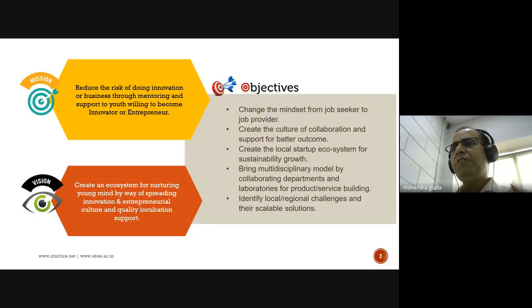Our mission is very niche. Students do not want to start a venture because they feel that a huge amount of risk is involved. So our purpose is to reduce the risk and help them realize that they can leave the multinational job. You have potential. You can do better in this space, and you can live a very happy life.